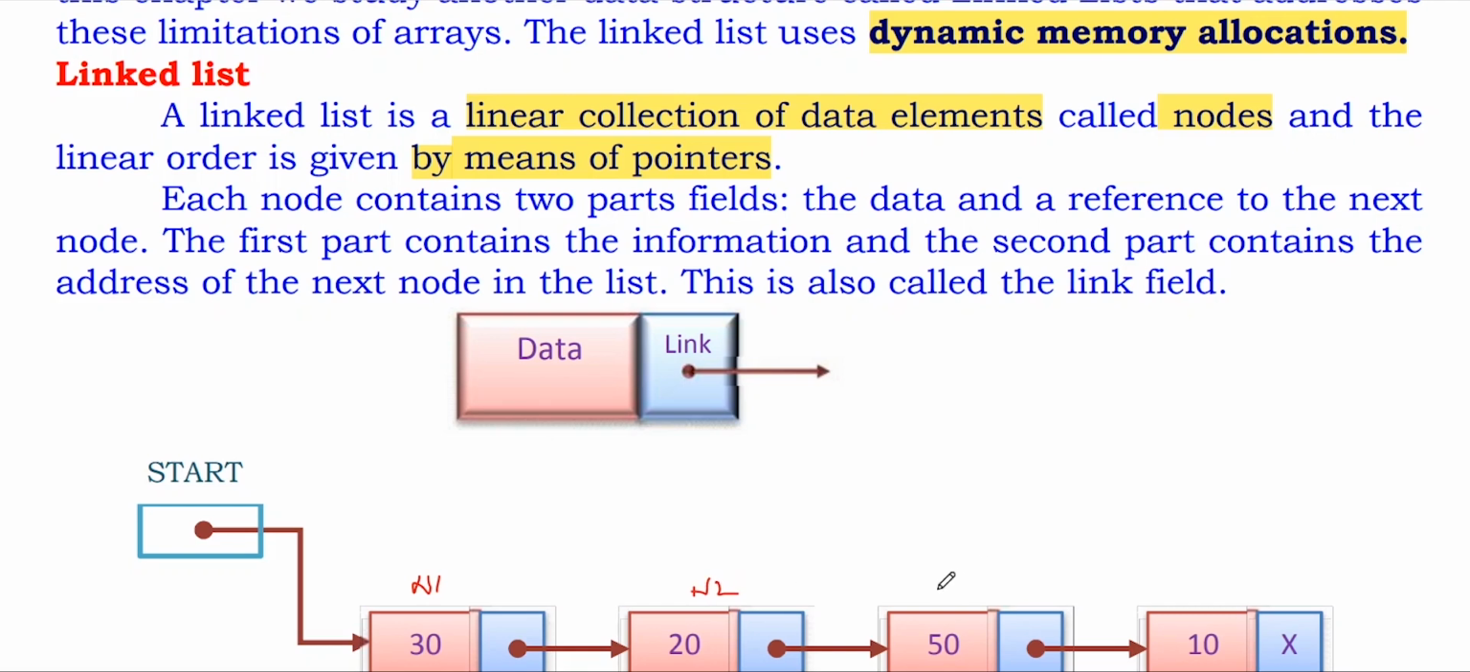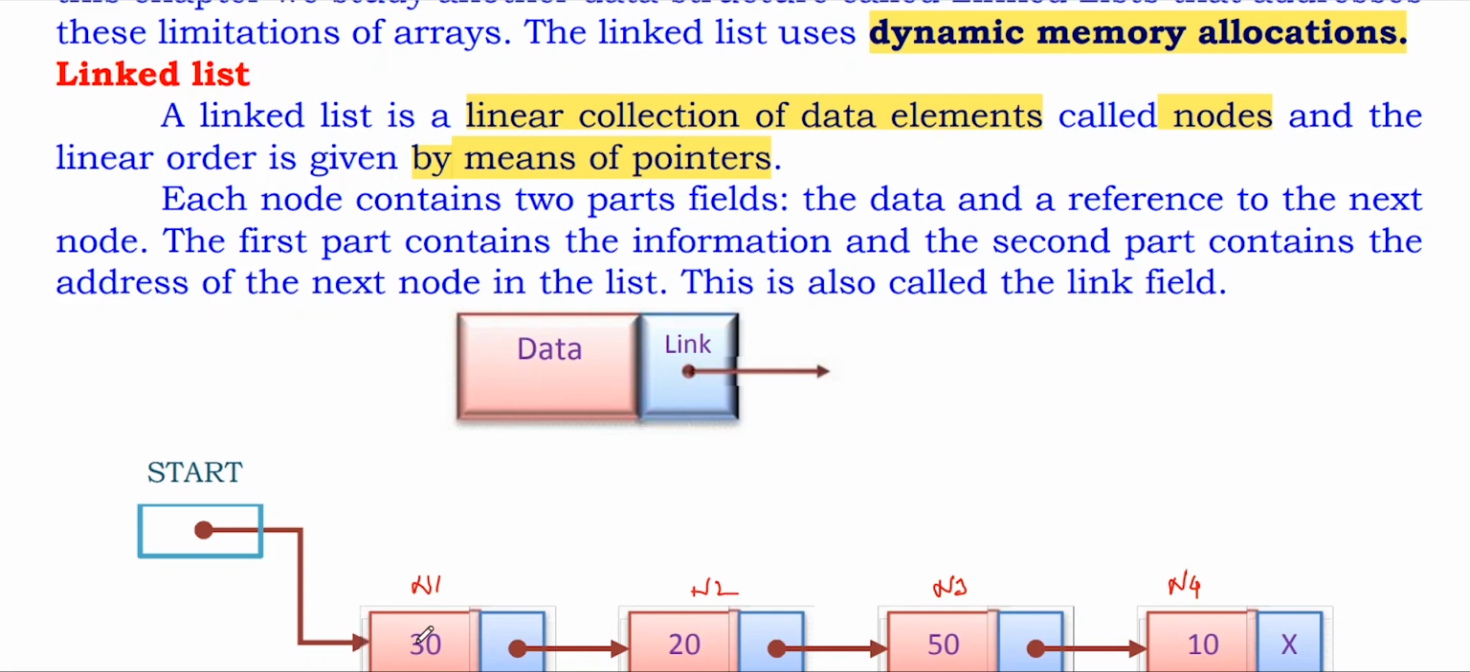You can take here N3, and also we have a node 4. So it's a collection of elements. You can see here 30, 20, 50. So that's what we represent as a node. What does a node mean? You can see here a node has two fields.